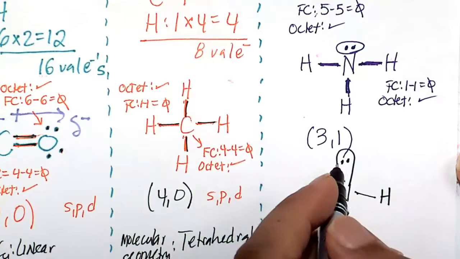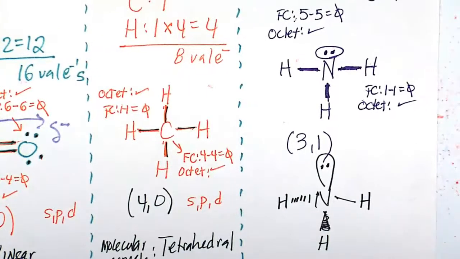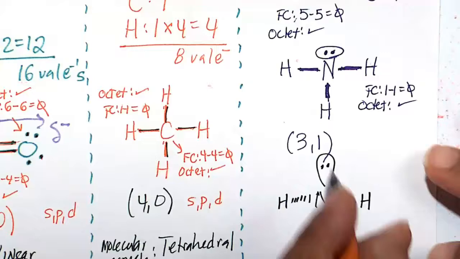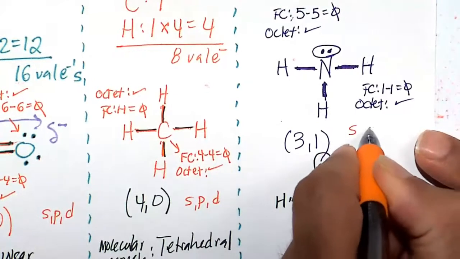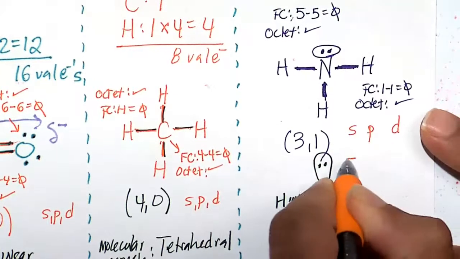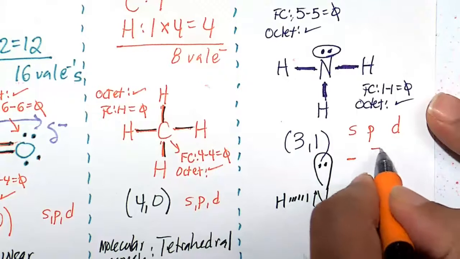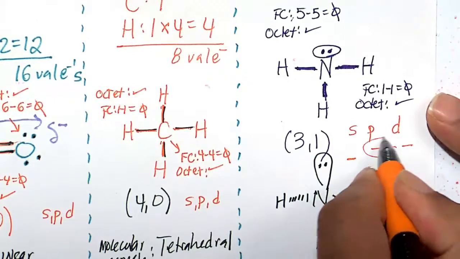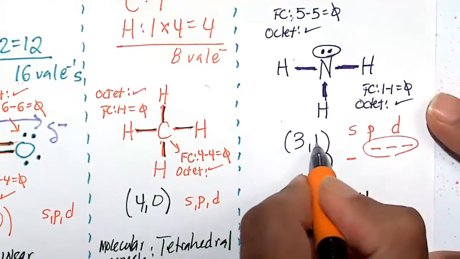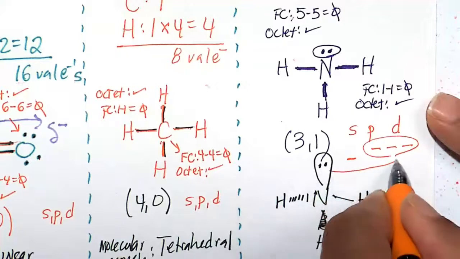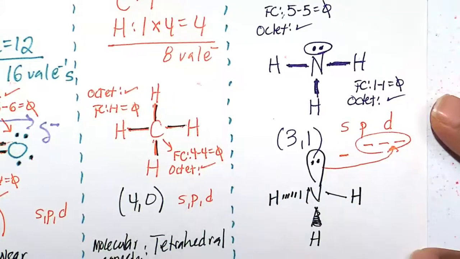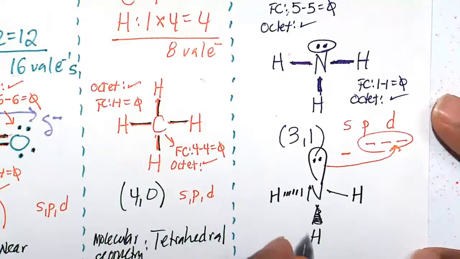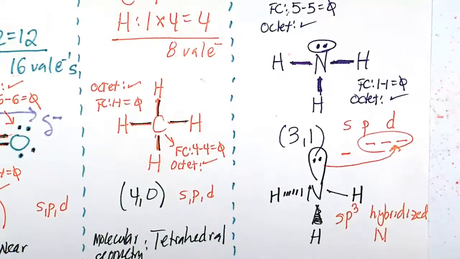How will I get to 3 bonds and 1 lone pair in terms of my hybridization? Well, as before, I have an s orbital, I have a p orbital, and I have a d orbital. I'm going to take 1 from s, and then I'm going to take 3 from p. See, 3 plus 1 is 4. One of those lone pairs is going to reside in one of those orbitals. So this too is an sp3 hybridized nitrogen.